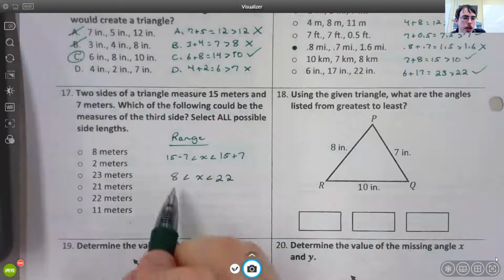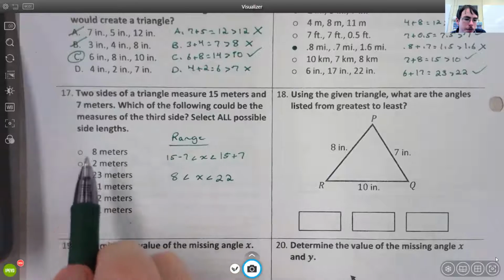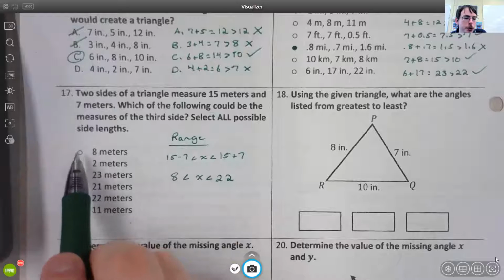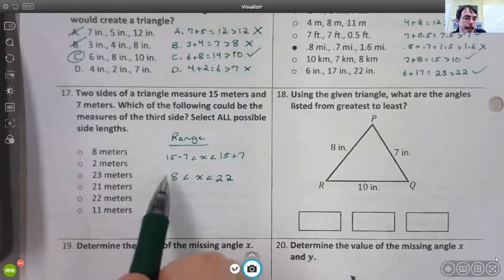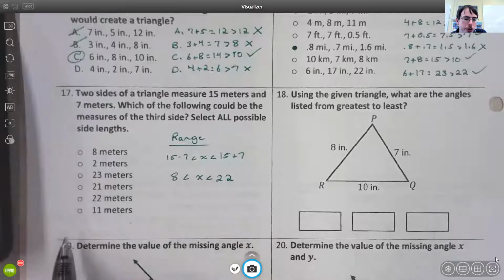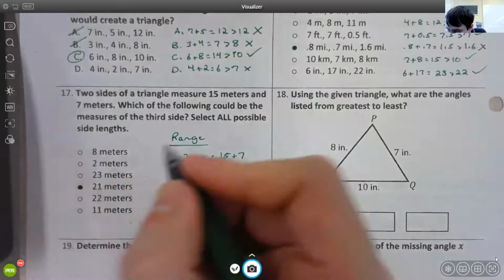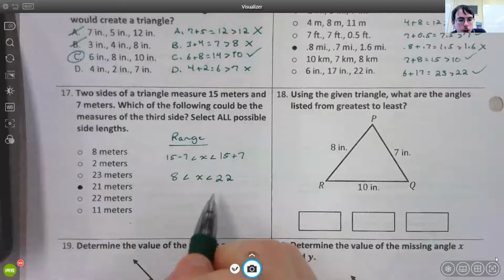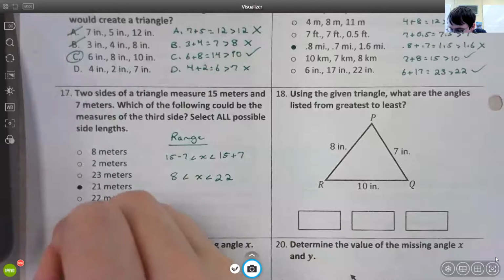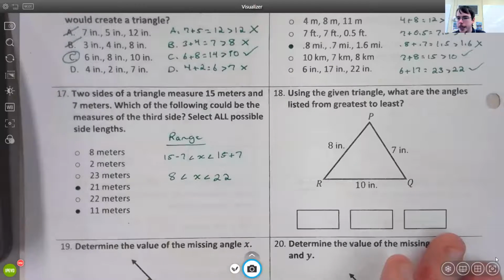So now we look at our choices here and select all the ones that fall in between 8 and 22. Well, 8 is equal to 8, but it's not between 8 and 22, so that's not an answer choice. 2 is less than 8, so it's not between 8 and 22. 23 is not in between 8 and 22. 21 is between 8 and 22. 22 is equal to 22, but not in between. And 11 is in between 8 and 22. So the only ones we have marked are 21 and 11.